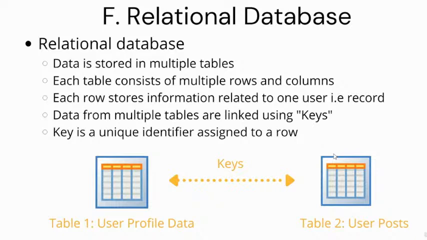Data from multiple tables are linked using keys. A key is a unique identifier assigned to each row in the database. Before we try to understand when to use relational databases, let's try to understand database transactions and ACID properties.